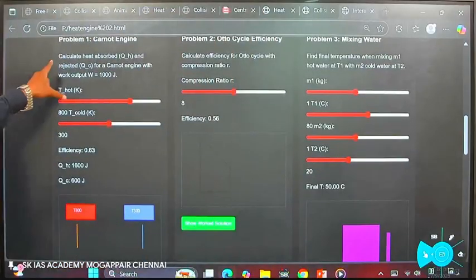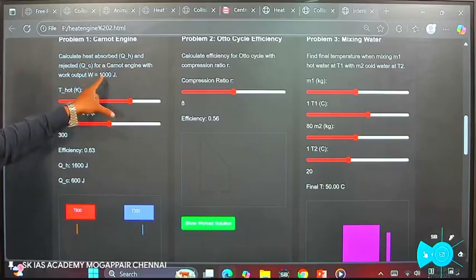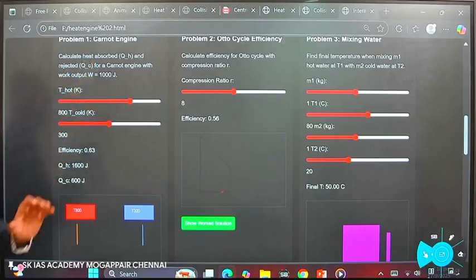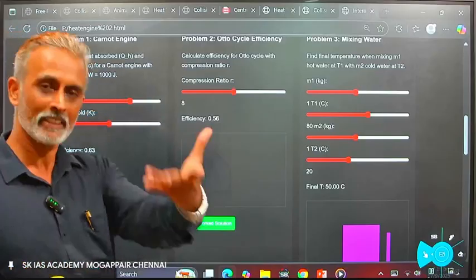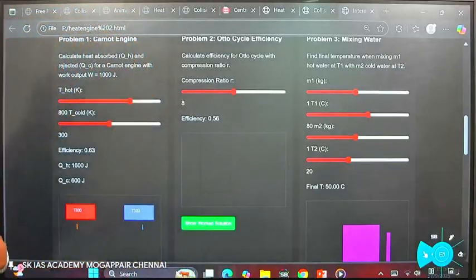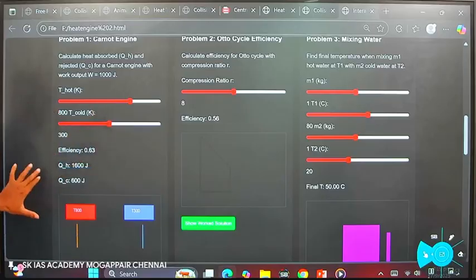This is the Carnot engine. Calculate the heat absorbed and the rejected heat QC for a Carnot engine with output work of 1000 joule. What do you have to find? The heat absorbed. Just try to understand a little bit. I will go through that again. You have to find the heat absorbed. How will you find it? First, what has he given? Hot heat QH is the one to find, and the rejected heat is QC.